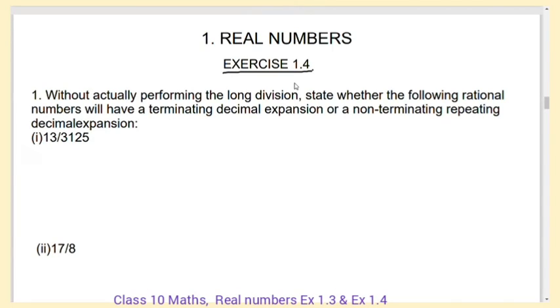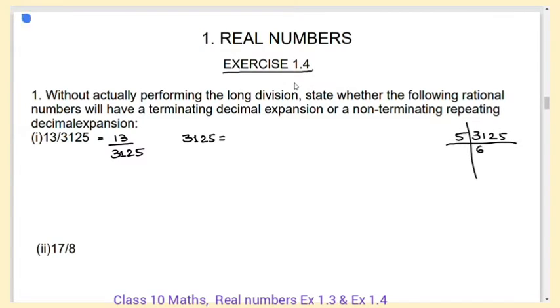Now exercise 1.4. First question. Without actually performing the long division, state whether the following rational numbers will have a terminating decimal expansion or a non-terminating repeating decimal expansion. First question, 13 by 3125.